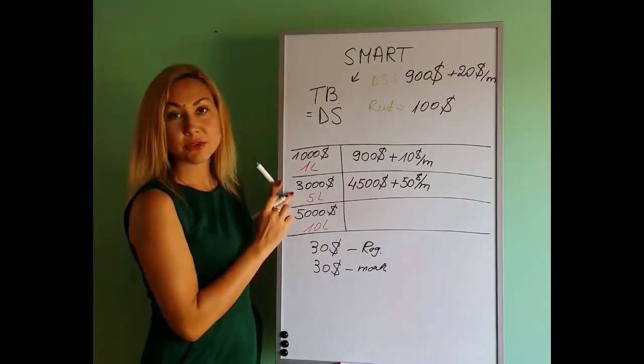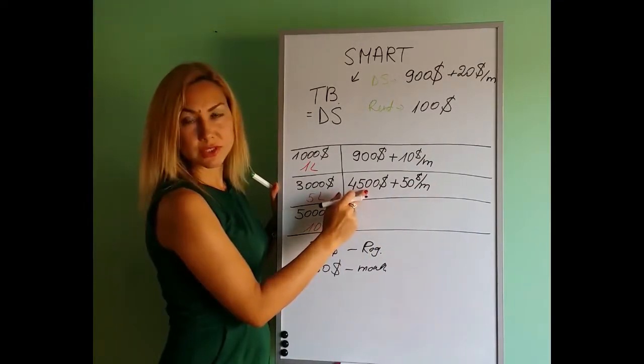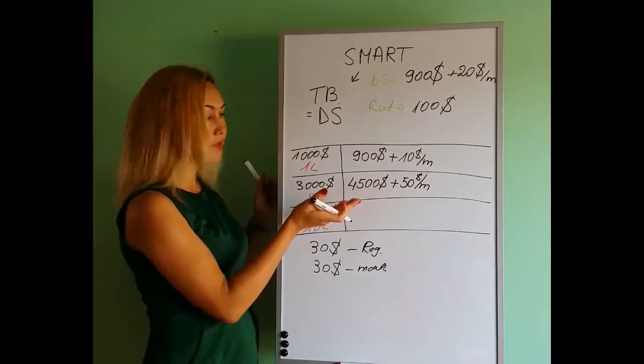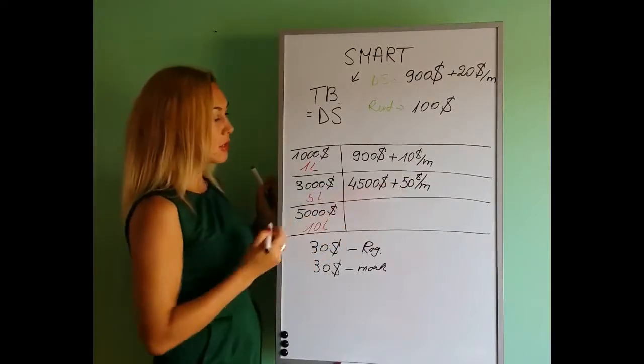Okay, so here you can see you invested $3,000, you come out with $4,500. So here is your profit, $1,500. Plus $50 per month.